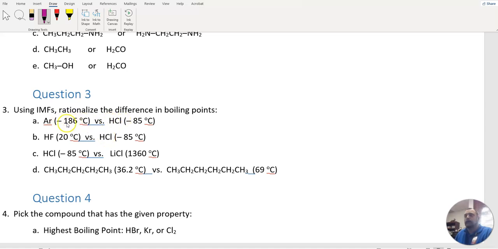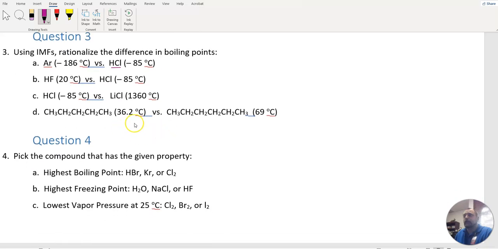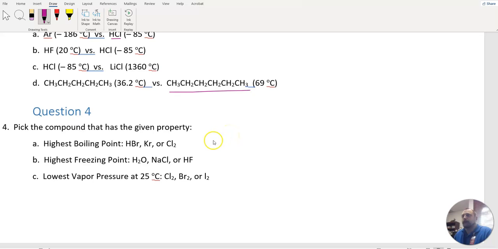This in A, the effect was caused by dipole. And then here I've got, if I count the carbons, I see I have more carbons here, and so that's a stronger London dispersion process. All right, highest boiling point. So anytime we're looking at highest boiling point, we're going to be looking for our ionic first. If not, we go hydrogen bonding. If not, we go dipole. So I'm going to go dipole.